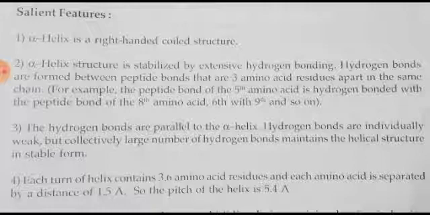The hydrogen bonds are parallel to the helix. Alpha helix hydrogen bonds are individually weak, but collectively a large number of hydrogen bonds maintain the helical structure. Even though a hydrogen bond is weak individually, collectively there are several hydrogen bonds which make a stable structure of proteins. Each turn of the helix contains 3.6 amino acid residues, and each amino acid is separated by a distance of 1.5 angstroms. So the pitch of the helix is 5.4 angstroms. So this is about the measurement of the helix, the distance between the amino acids, and also the distance between the residues you can come across.